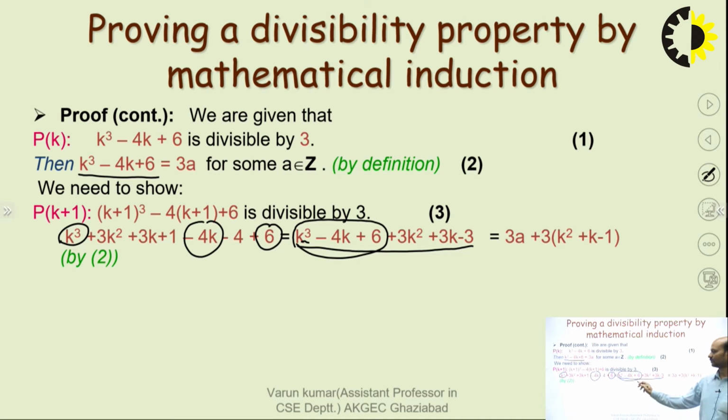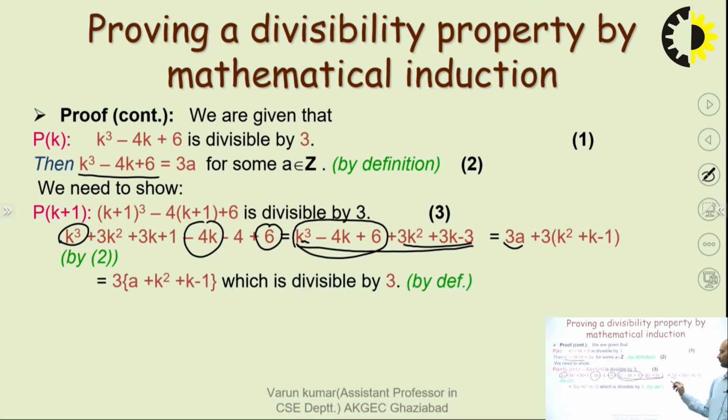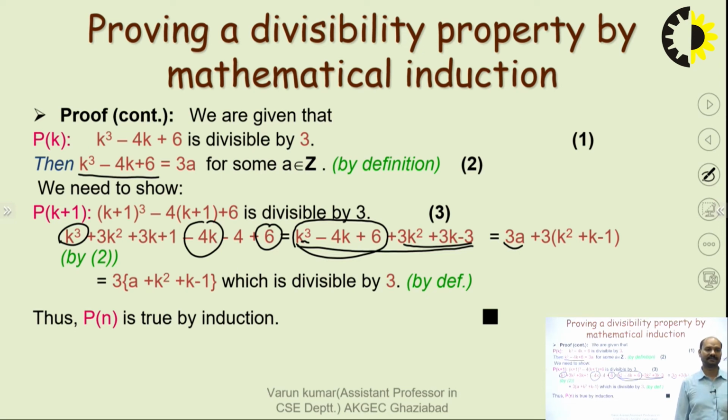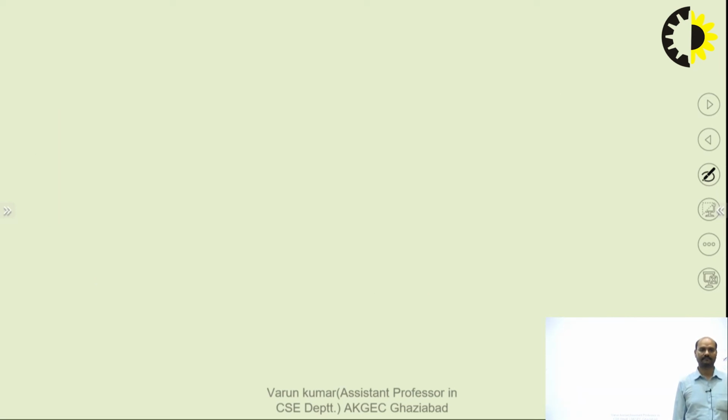We assume that this particular function is true, so we substitute 3a here. The remaining 3 is common, so 3 dot k square plus k minus 1. We take 3 common from these two, then we get a plus k square plus k minus 1, which is divisible by 3 because 3 is in the multiplication of some integer value, because a is an integer, k is an integer, and integer plus integer result is always an integer. So it is true for all values of n greater than or equal to 1.